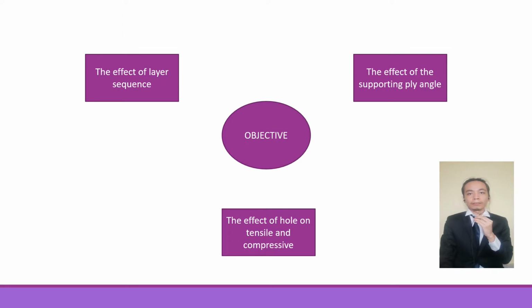There are three objectives for this FYP. First, to evaluate the effect of layer sequence on tensile, compressive, bending, and quasi-static indentation strength and the deformations of Flax FRP composite. Second, to assess the effect of a hole on tensile and compressive strength of Flax FRP composite. Third, to determine the effect of the supporting plate angle on the compressive strength of unidirectional laminate.